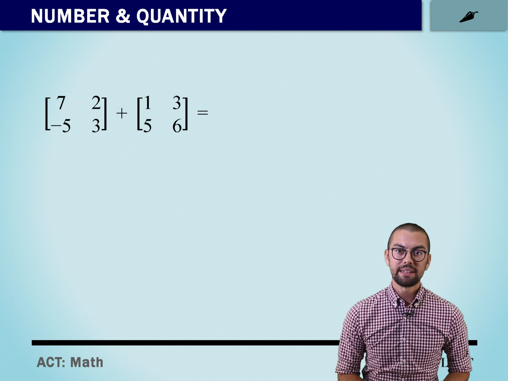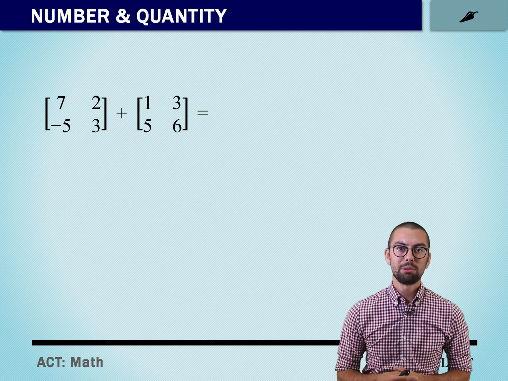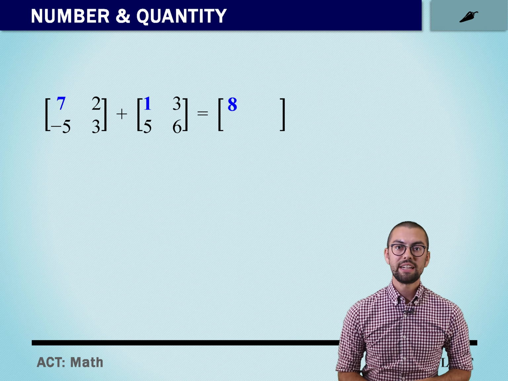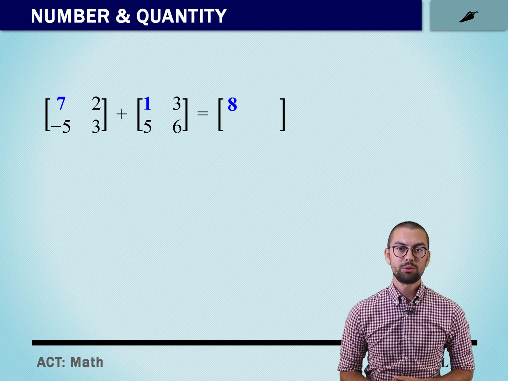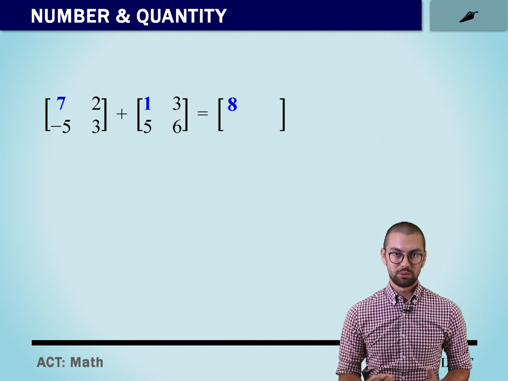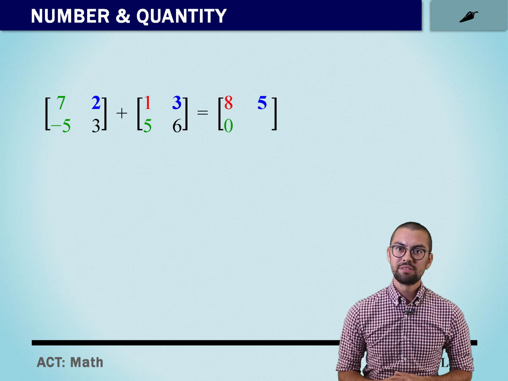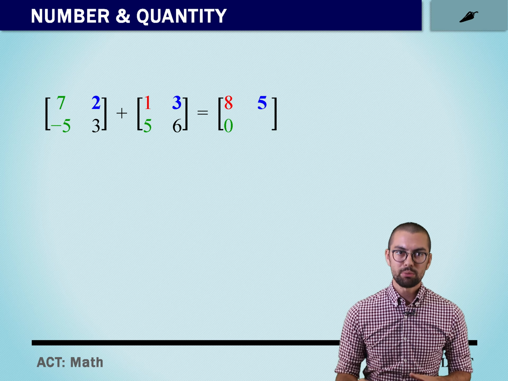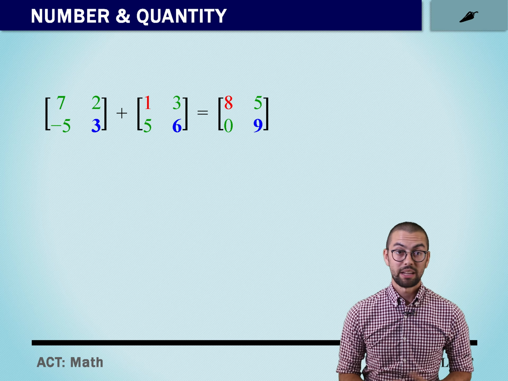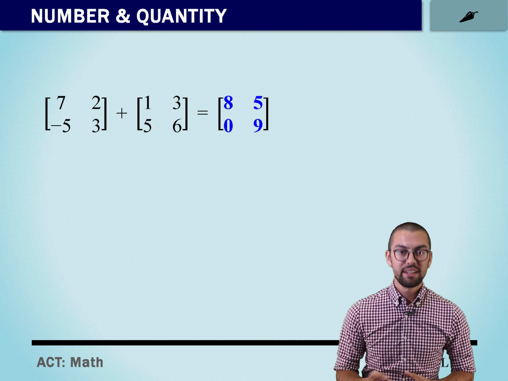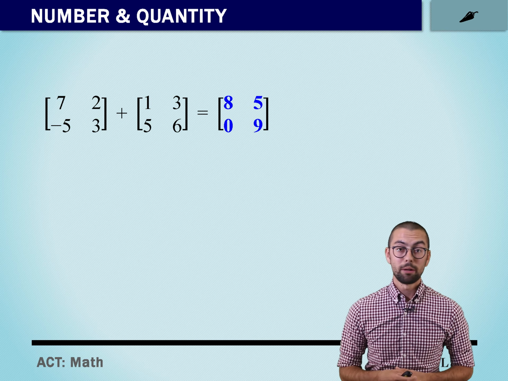Simply add corresponding entries. We'll get 7 plus 1 is 8 for the upper left entry. The lower left entry will be negative 5 plus 5, which is 0. The upper right entry is 2 plus 3, or 5. And the lower right entry will be 3 plus 6, or 9. And there we go, we're done. 8, 5, 0, 9.